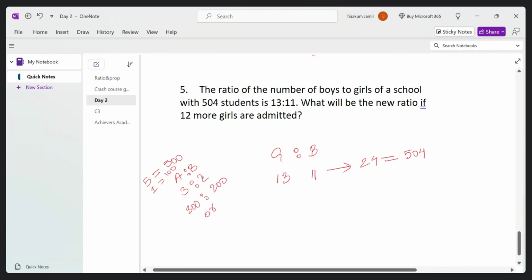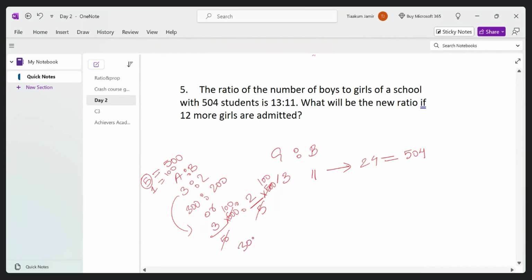Or we can find it this way also. A has 3 parts out of a total of 5, into 500. B has 2 parts out of 5, into 500. 5 1 times 500 is 100 times. This will give us 300 and 200 rupees.